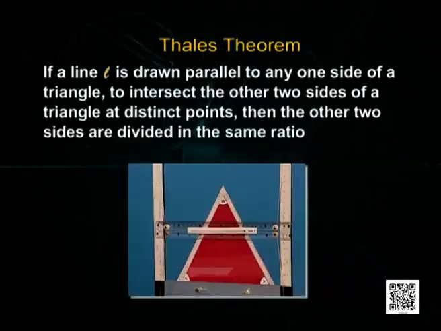This is how we have shown that whenever a line L is parallel to any one side of a triangle, intersecting the other two sides at distinct points, then the other two sides are divided in the same ratio. This verifies our Basic Proportionality Theorem.